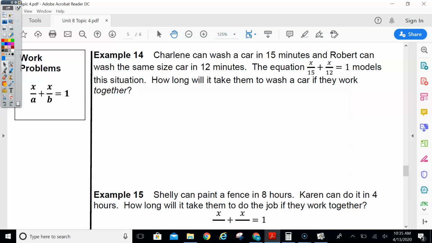The other part to solving is being able to set up and solve these work type problems. They're all pretty much set up and solved the same way. You just have to know how to do that.